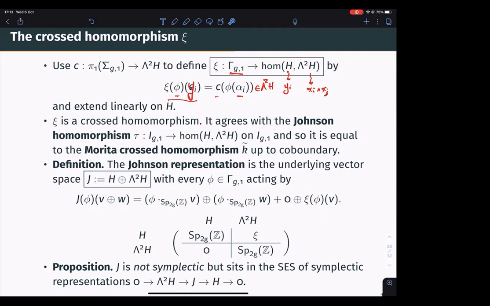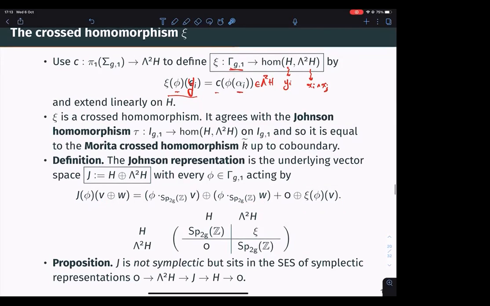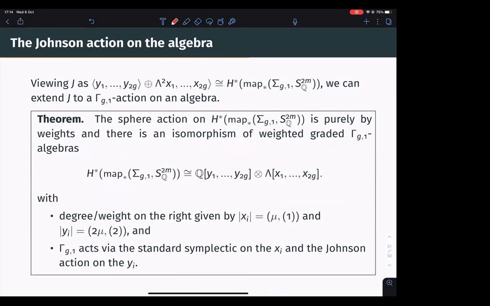But okay, let's keep things in the order that I've written them down. J is not a symplectic representation, so the Torelli group acts non-trivially, but it sits in the short exact sequence of gamma G1 representations that surjects to H with kernel lambda 2H. Now, as I said before, I want to view J as containing the Yi's and the second exterior power of the Xi's.